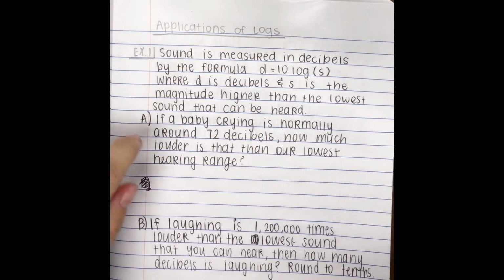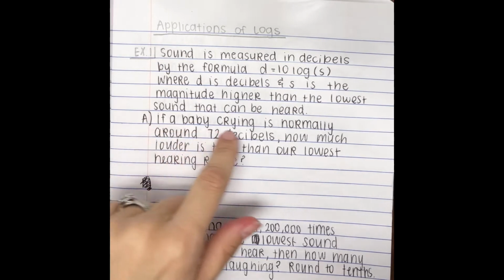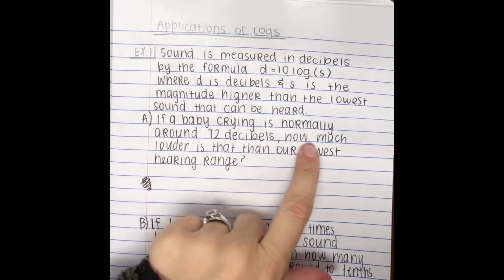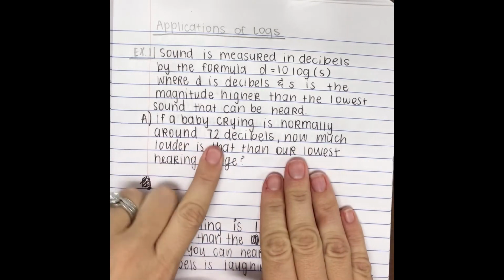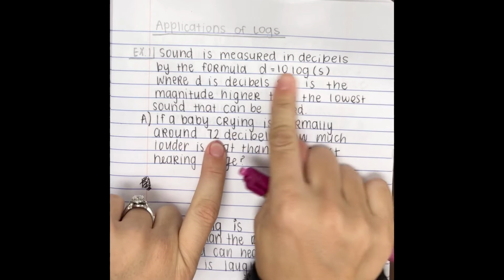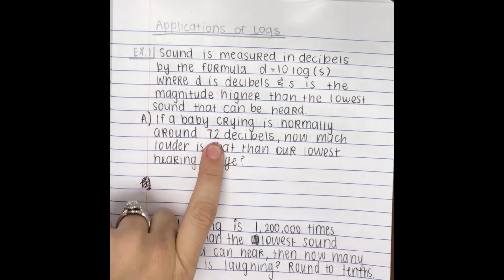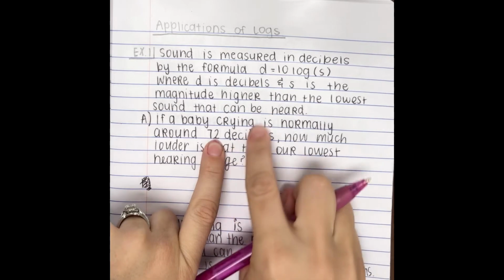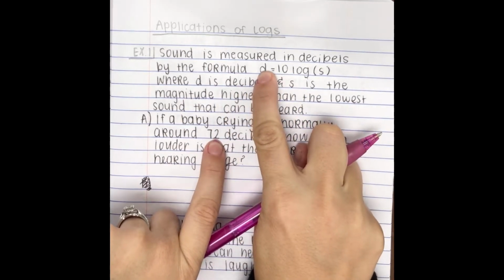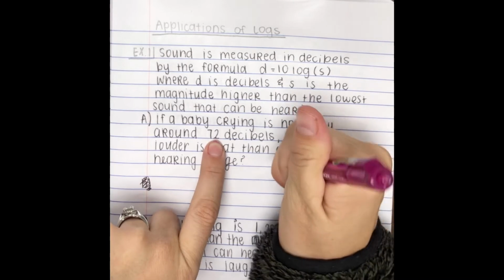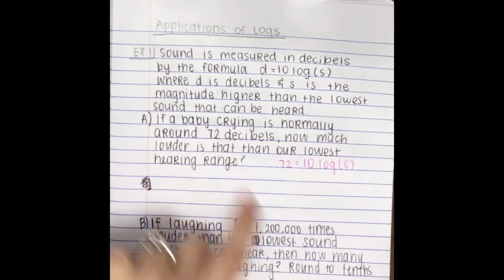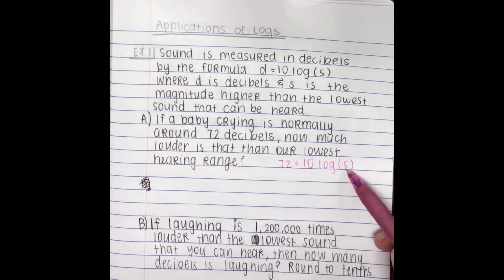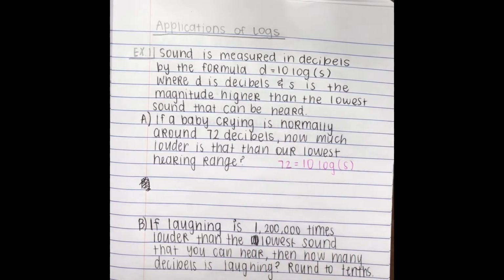Our first example: if a baby crying is normally around 72 decibels, how much louder is that than your lowest hearing range? What we're gonna do is plug the 72 decibels into our formula and solve. D is our decibels, so we put 72 in for D. We have 72 equals 10 times log of S. We're really trying to figure out S here, how much higher it is than the lowest sound that can be heard.